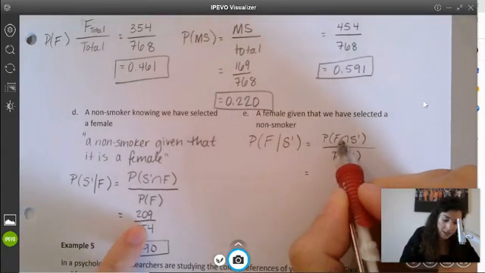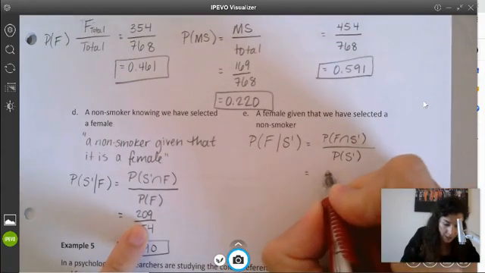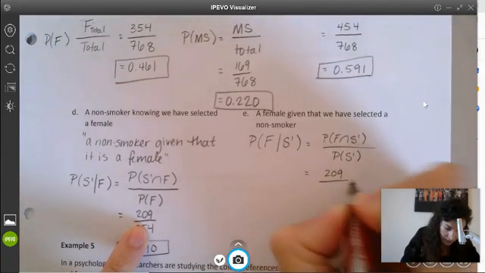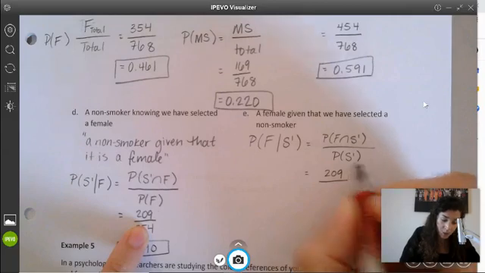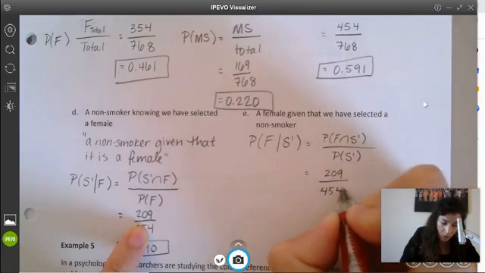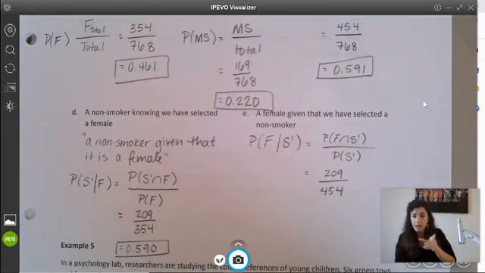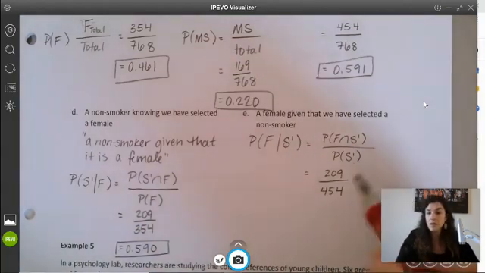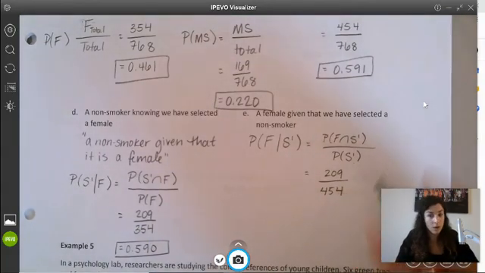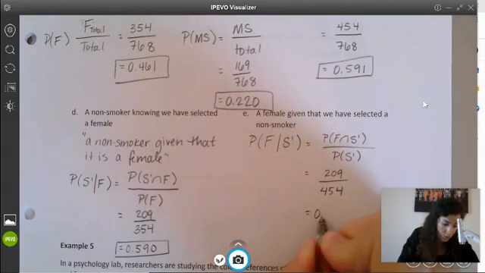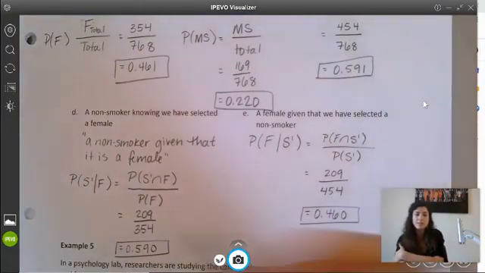So this number is still the same. If you're a female and a non-smoker, that's still out of 209. The non-smoker total is 454. So you follow the non-smoker column all the way to the bottom till you see that total. So now we're dividing 209 by 454, which is 0.460. So let's break down what this means.